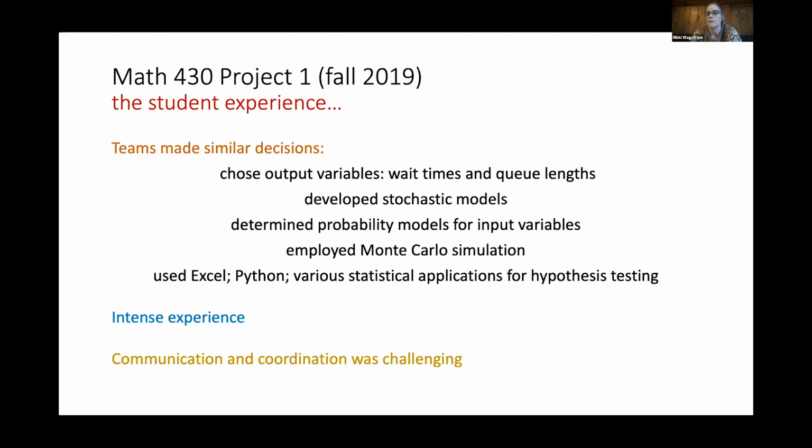So this is what I did in fall 2019. And what was the student experience? All of the teams ended up making fairly similar decisions in the course of the project.